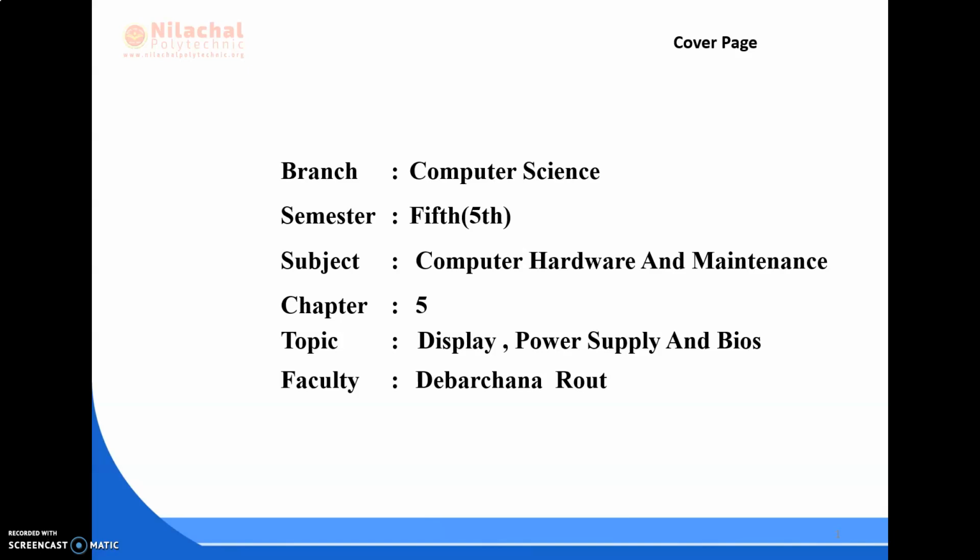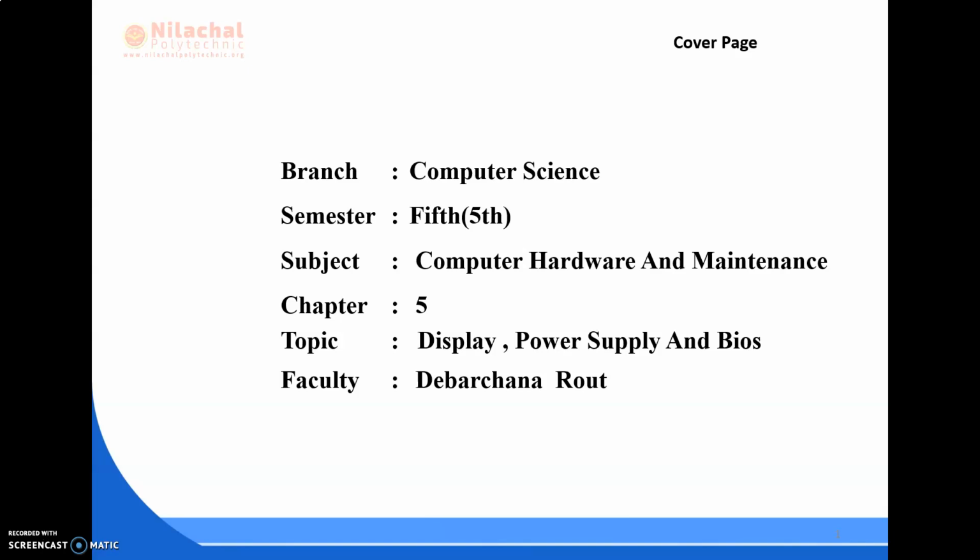Lecturer in computer science. In this slide, we will be discussing the topic display, power supply and what is bias. So we already know something about display. Display is the output surface in which whatever we give as input, we can see the result, or we can see the output there.